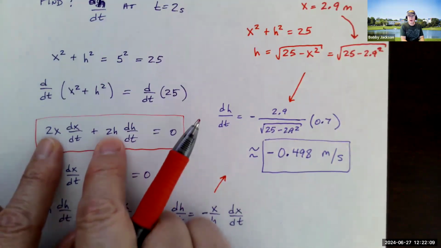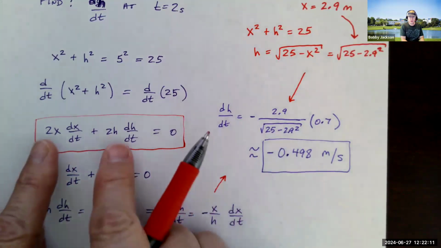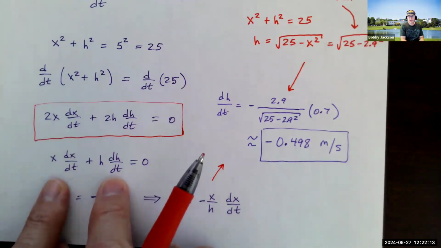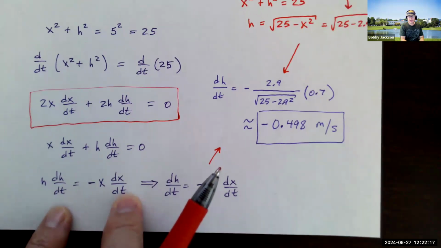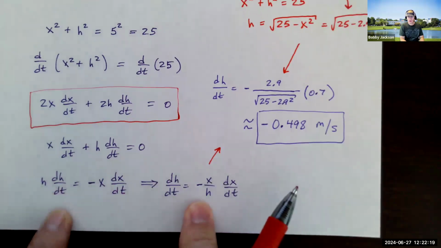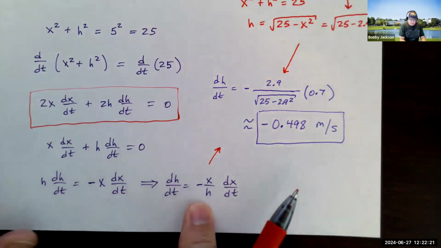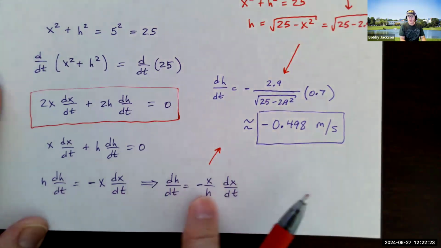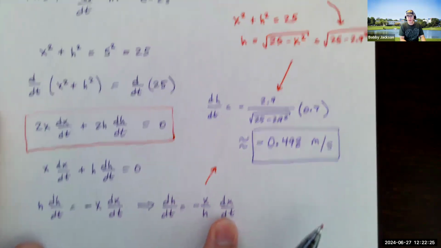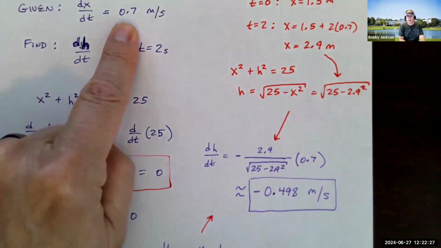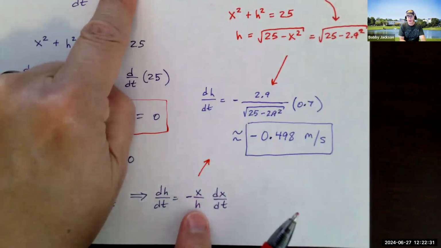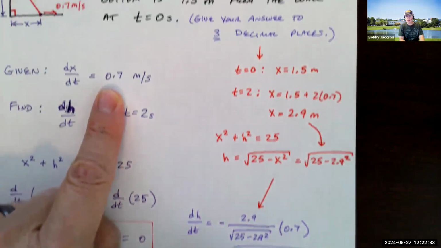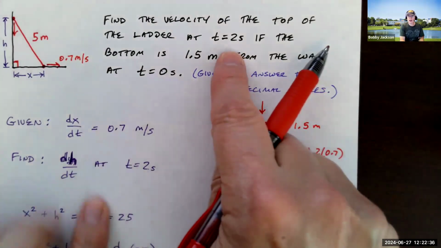So I'm just going to solve this equation for dH dt. I'm first going to divide both sides of my equation by 2, and I get this. Then I'm going to subtract x dx dt from both sides, and then divide by h. Okay, so now I need to plug in. I need to know what dx dt is. Well, I know what dx dt is. That's 0.7 meters per second. And then I need to know what x and h are. Well, what are x and h at the instant that time is 2 seconds?